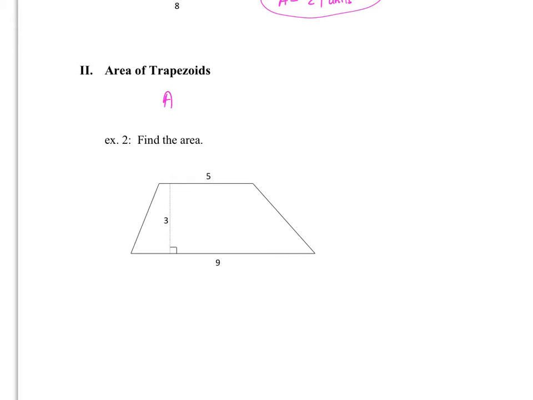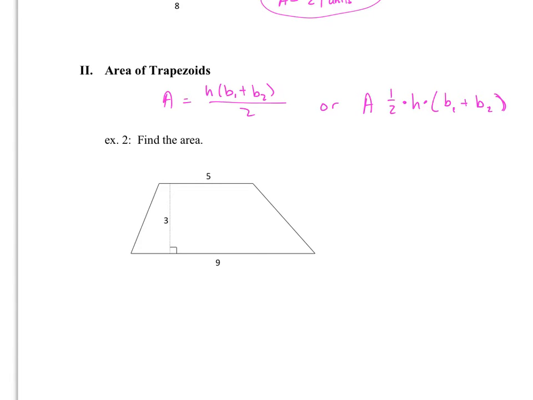Area equals, and you can use that formula, height times base 1 plus base 2 divided by 2, or if you're like Jake and like me, you're going to use this formula: A equals 1/2 times the height times base 1 plus base 2.